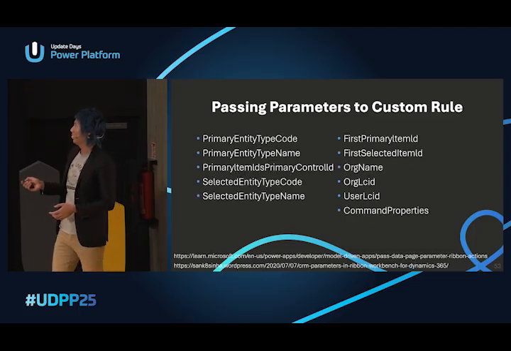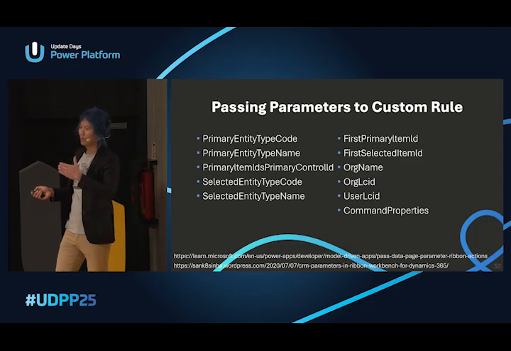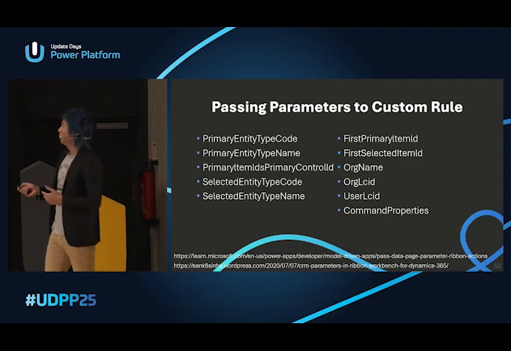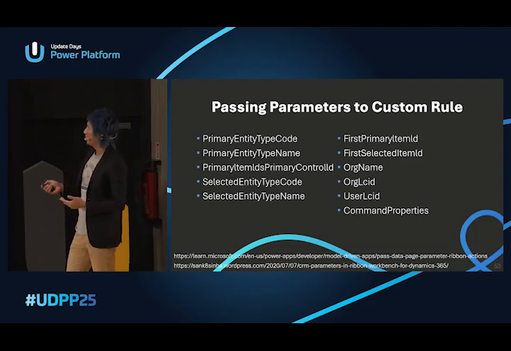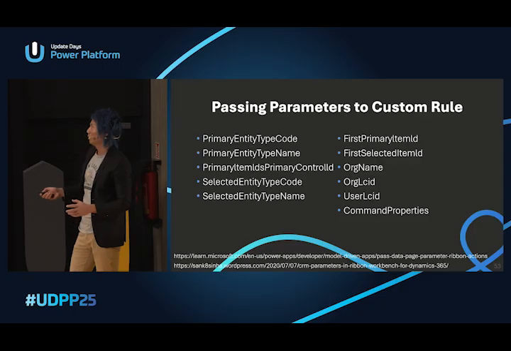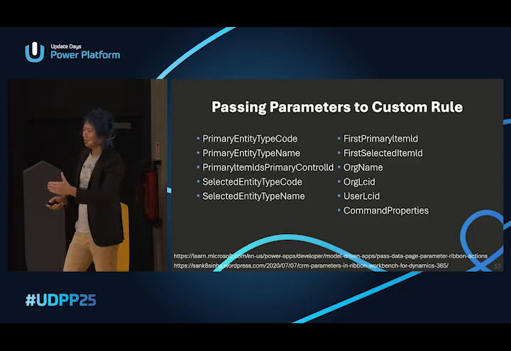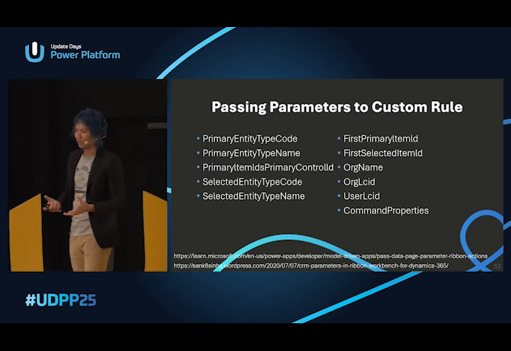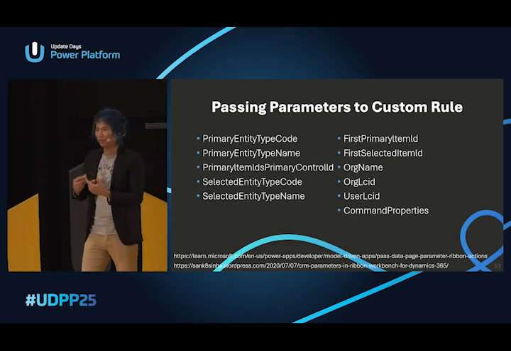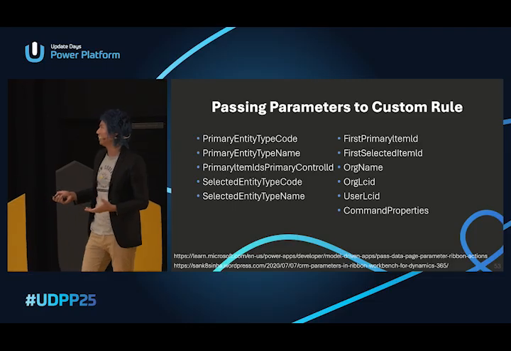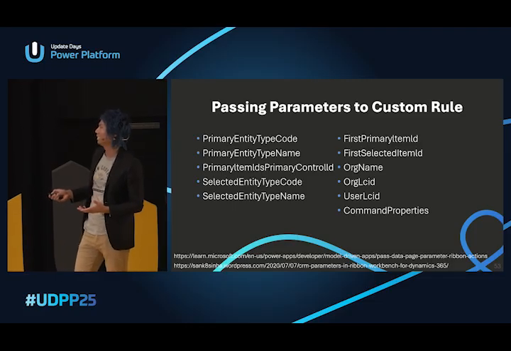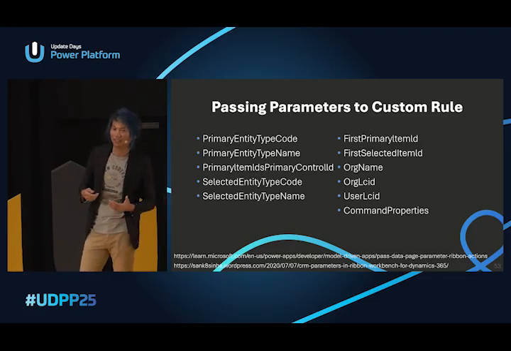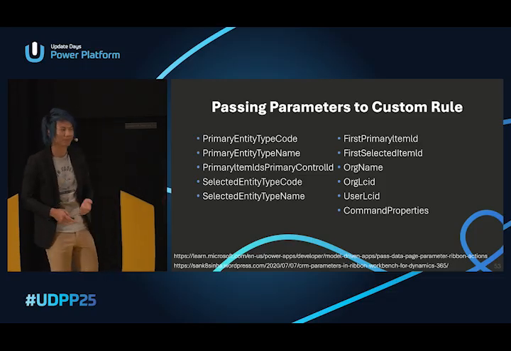And there are other parameters that you can pass through the command bar, like primary type code and the selected entity type code. So you have the main form and you have the subgrid. It will return the selected entity type code. For example, the activity subgrid, right? You can have email or tasks or different kinds of activities. So you can specify the selected entity type name to see what entity the user is selecting.